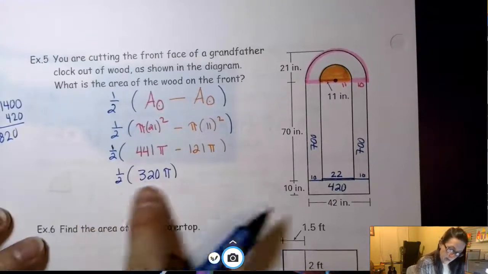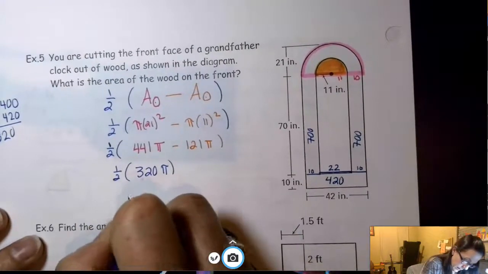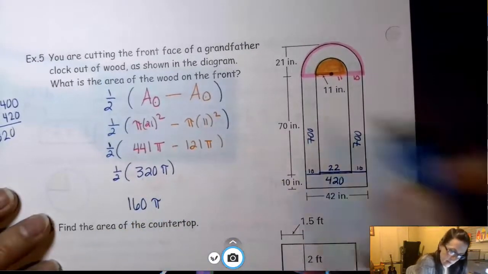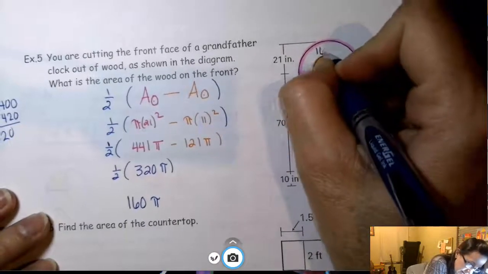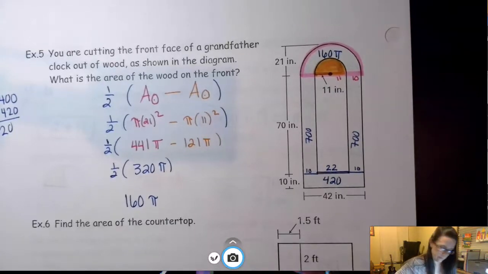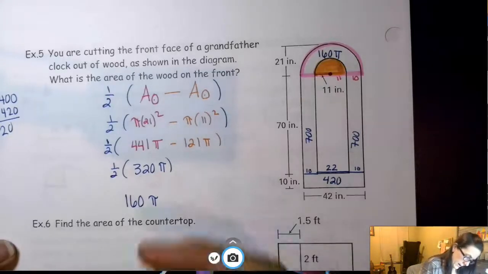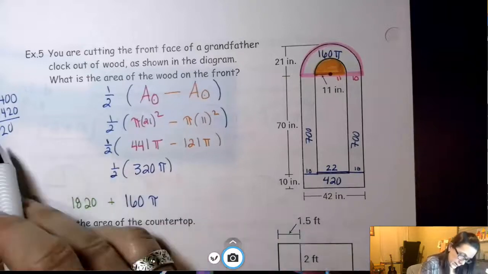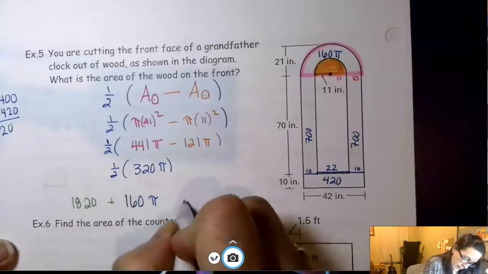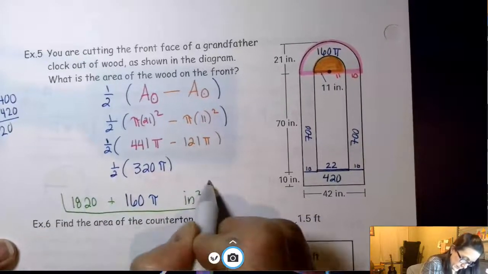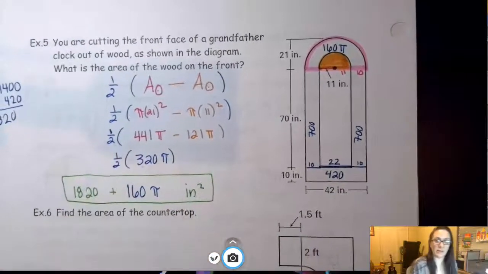Now, this right here, 1/2 of 320 pi is going to be 160 pi. And that's only this right here, though. This right here is 160 pi. I need to add that to my original answer of 1820. 1820 plus the 160 pi inches squared. So you break it apart and you add all your pieces together.